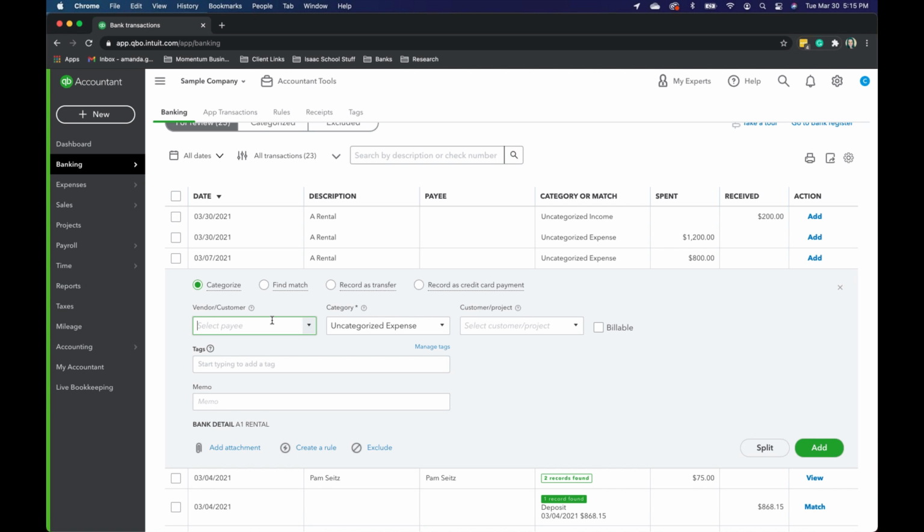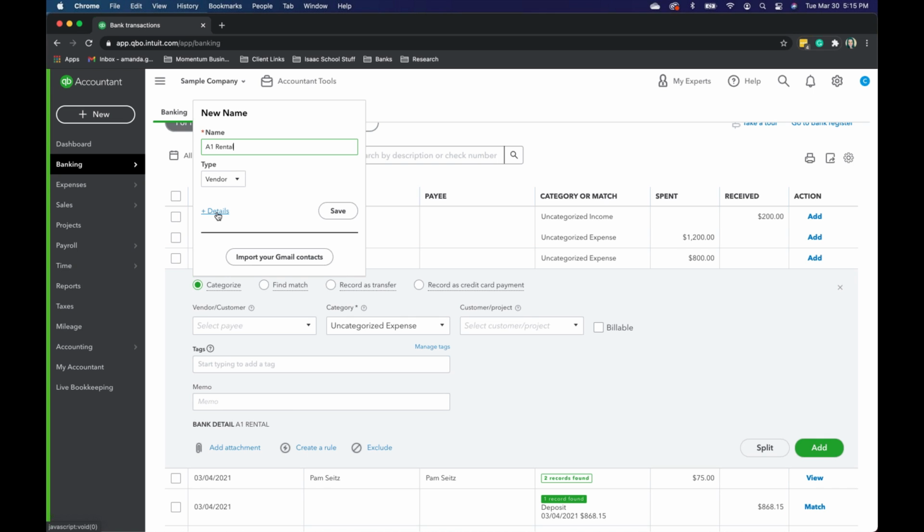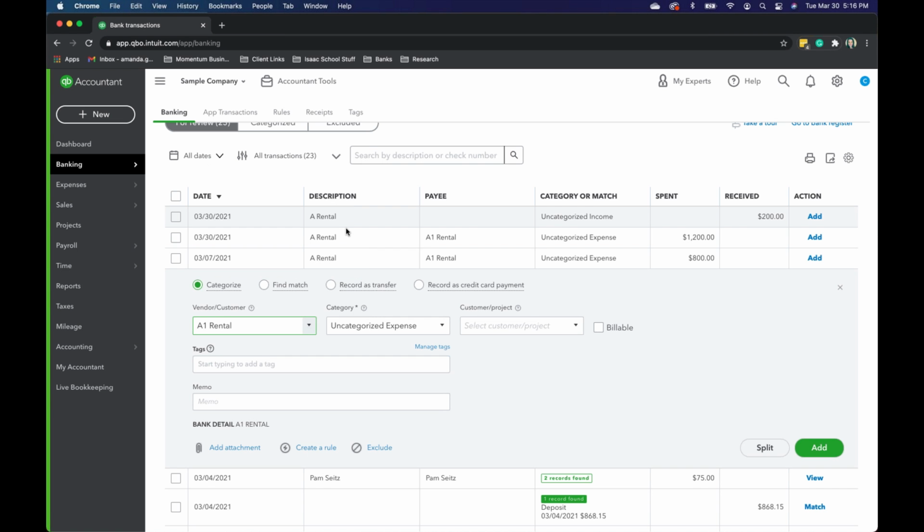This vendor or customer is not recognized in QuickBooks yet, which means this is the first time that we've seen this person in our books. So we're going to add them, A1 rental. Also, for best practices, when you add a vendor, you should always go into plus details and put in their address, their EIN number or social security number for 1099 purposes, and any other information that you would like at this time now before we proceed. But to keep this more short, and plus I don't have A1's information, we're just going to save this and continue with the transaction entry.